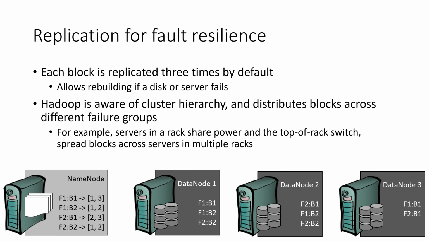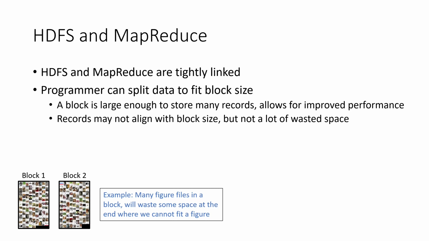So if a rack fails, we still have replicas in other racks and we can create new copies to keep 3 replicas online. HDFS and MapReduce are tightly linked, and we can exploit this information to improve performance. For example, a programmer can split data to fit the block size. The block size is 128 megs, so we can store many records inside a single block, and whenever we read that block, we can process many records from one disk read.